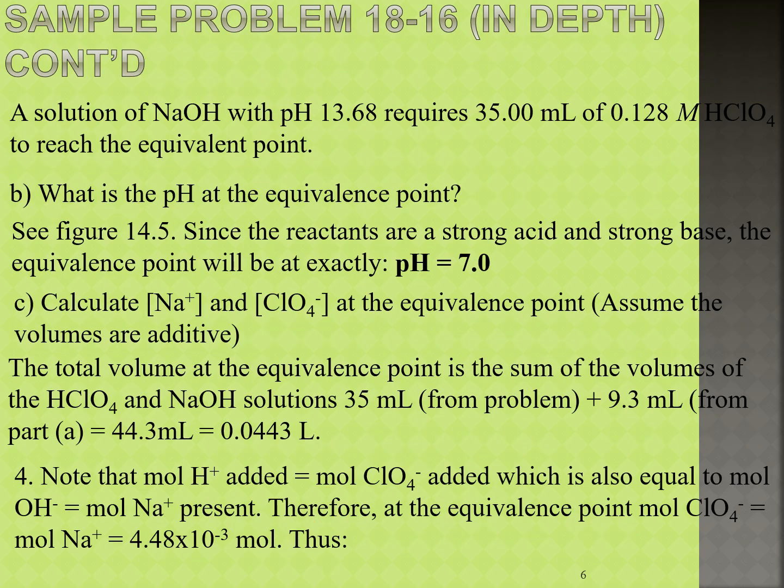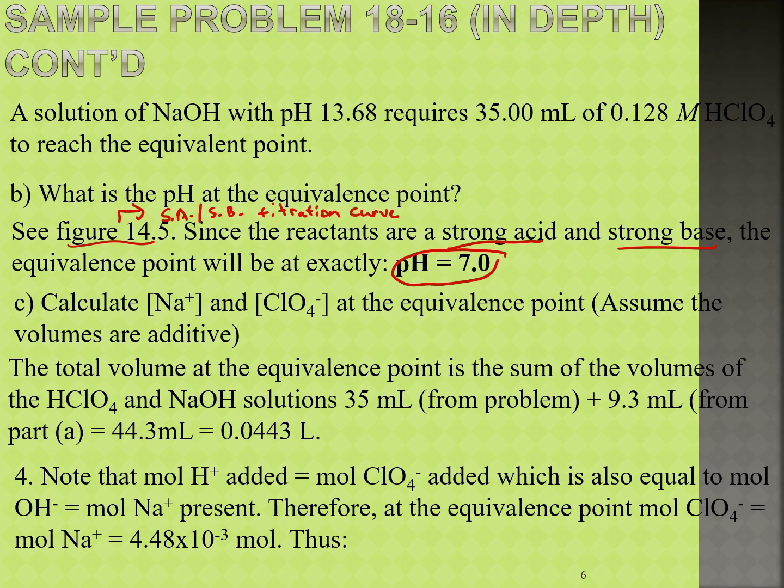All right, part B asks, what is the pH at the equivalence point? And it says see figure 14.5. So C, the strong acid, strong base titration curve. That was a couple of slides ago. Anytime you have a strong acid and strong base, then the pH is going to be 7 at the equivalence point. Again, this only works for strong acids and strong bases, and we'll see why a little bit later on, but it only works for that.